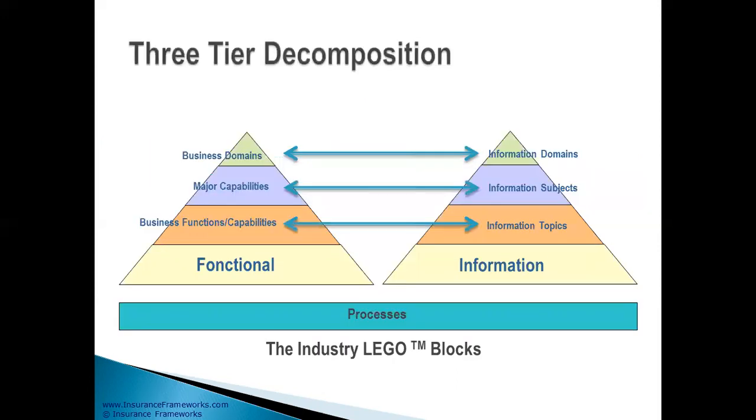It also has an information side to it. It's also a three-tier decomposition of information domains into subjects, into topics. And they're matching directly with the functional side of the capabilities. There's also 36 processes, core processes, that are included in Panorama 360, and they're very detailed.